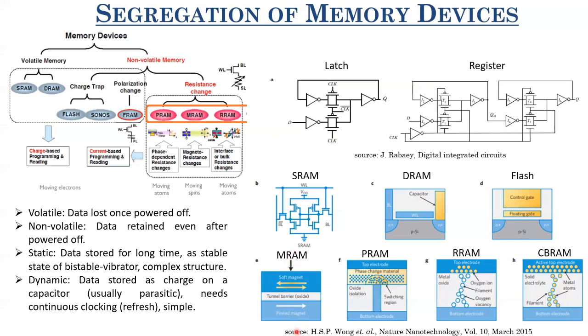How much higher? That is dictated by the tunnel magnetoresistance ratio. It's basically the resistance of the anti-parallel state minus the resistance of the parallel state, divided by the resistance of the parallel state, times 100.